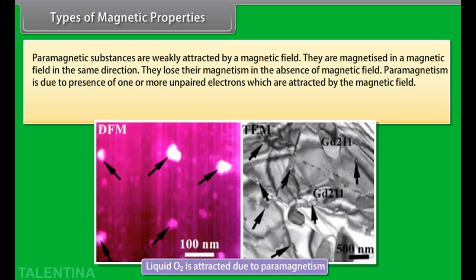They are magnetized in a magnetic field in the same direction. They lose their magnetism in the absence of a magnetic field. Paramagnetism is due to the presence of one or more unpaired electrons, which are attracted by the magnetic field. O2, Cu2+, Fe3+, Cr3+ are some examples of such substances.